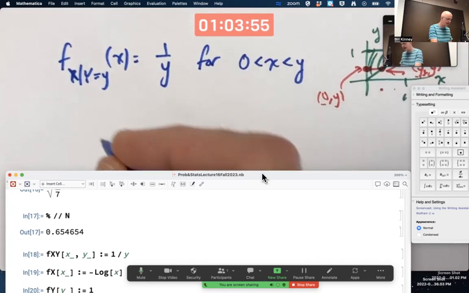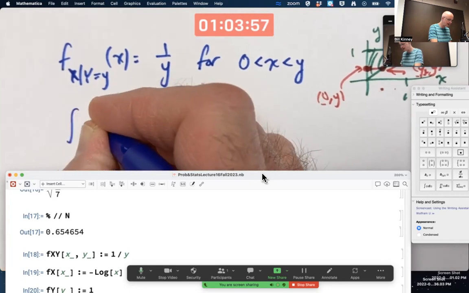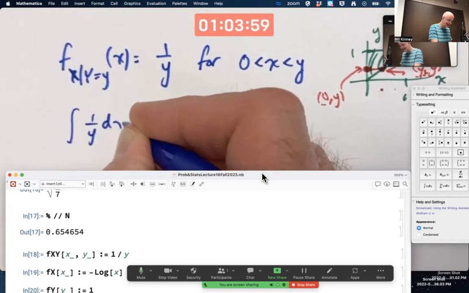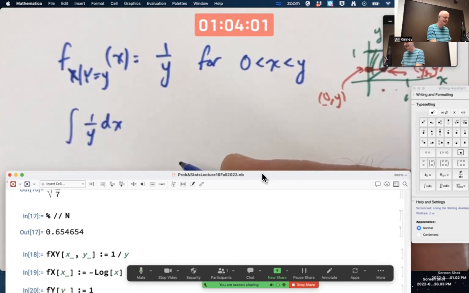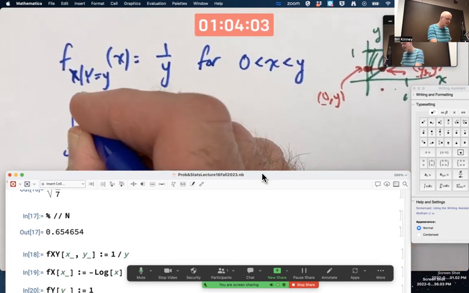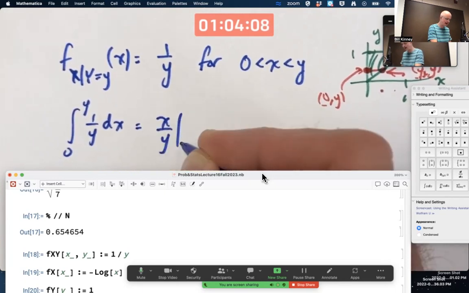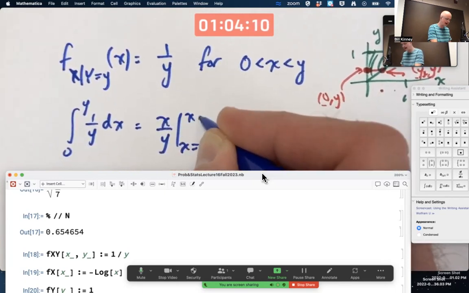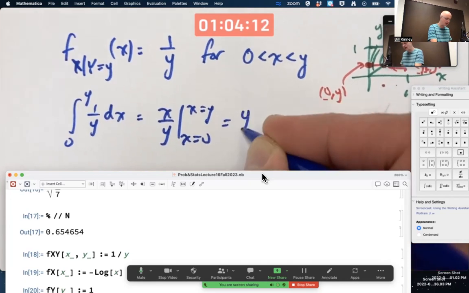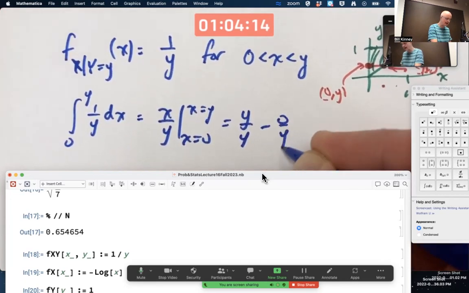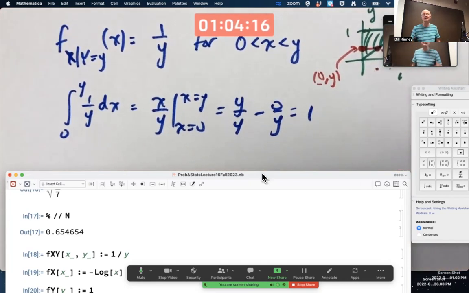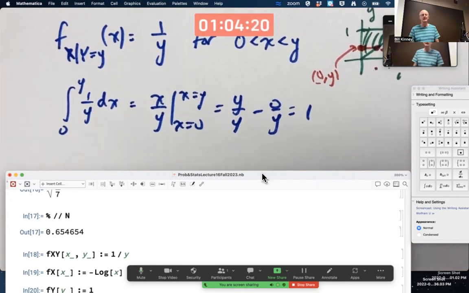This is going to be a PDF. How do you check that it integrates to 1? You're integrating with respect to x, from 0 to, not 0 to 1, but 0 to y. Getting x over y, x going from 0 to y. Getting y over y minus 0 over y is 1, no matter what y is. I mean, we do want y to be positive, otherwise that's undefined.